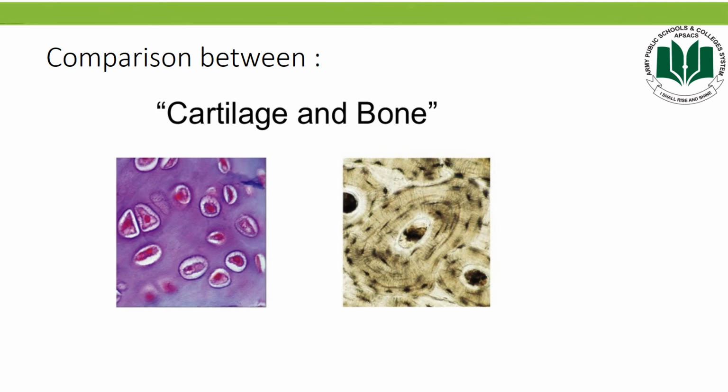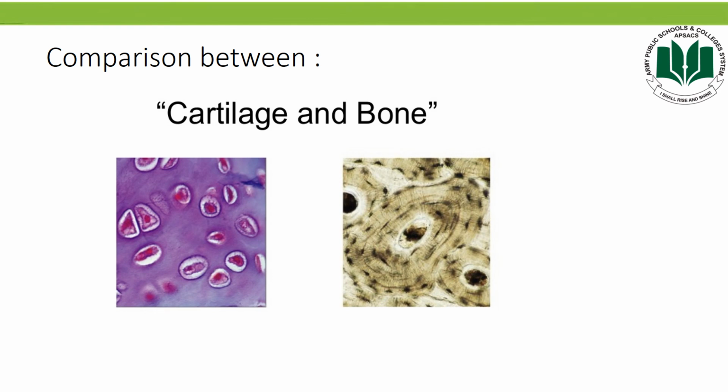Now, the difference between bones and cartilage. As we discussed in the previous slide, collagen is densely packed in bone while collagen is loosely packed in cartilage tissue. The cells of bone are mainly of three types: osteoblasts, osteoclasts and osteocytes, while the cells of cartilage are called chondrocytes. Blood vessels are mainly present in bones while they are absent in cartilage.